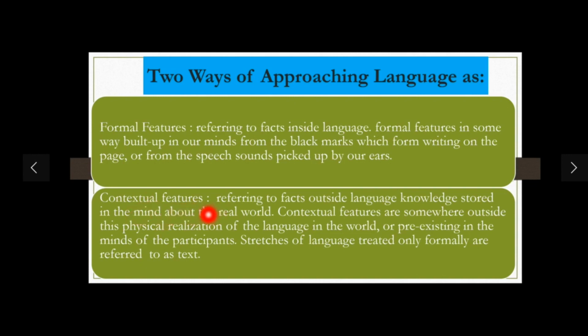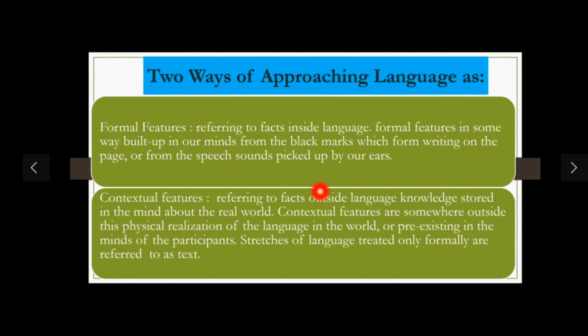So contextual features refer to facts outside language. Quite opposite of this one. Now, formal features are inside language. And contextual features are facts outside language, knowledge stored in the mind about the real world. Now, contextual features are somewhere outside these physical realizations of the language. So you see that contextual features are abstract. It's our mind, or pre-existing in the mind of participants. Stretches of language treated only formally are referred to as text.